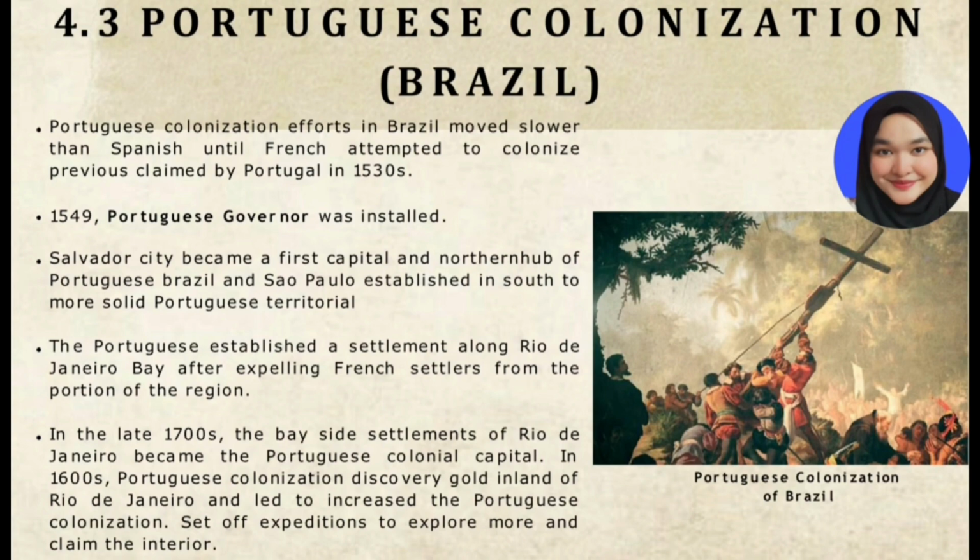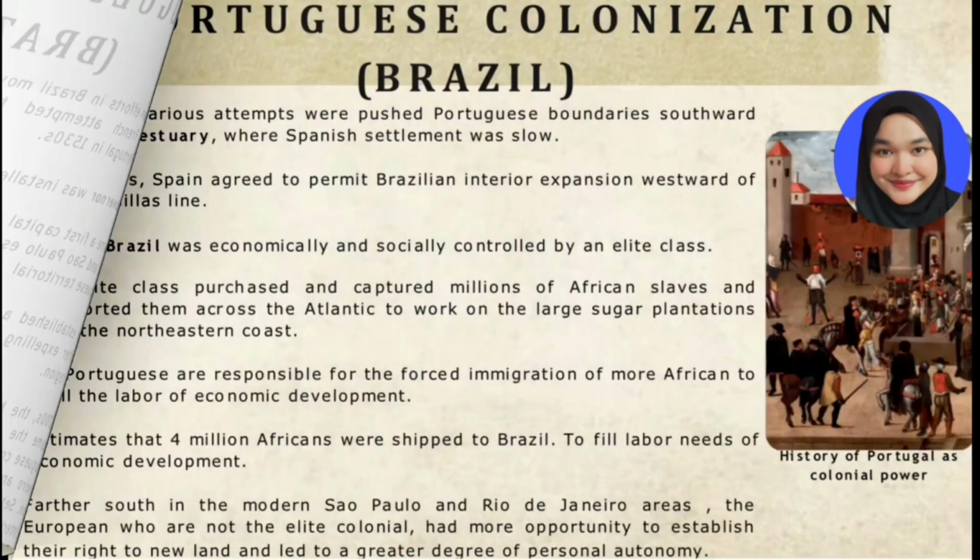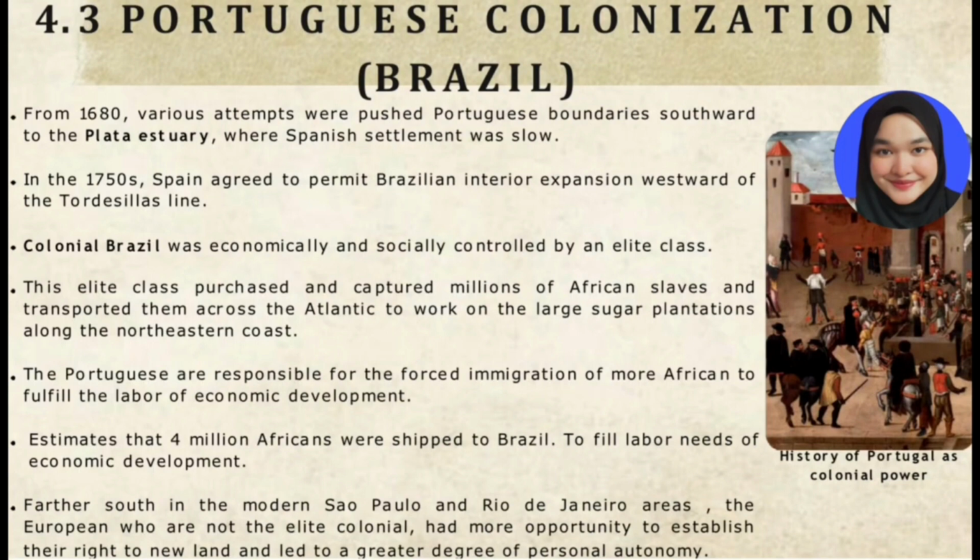They set off expeditions to explore more and claim the interior. From 1618, various attempts pushed Portuguese boundaries southward to the Plata estuary, where Spanish settlement was low. In 1715, Spain agreed to permit Brazilian interior expansion westward of the Tordesillas line.